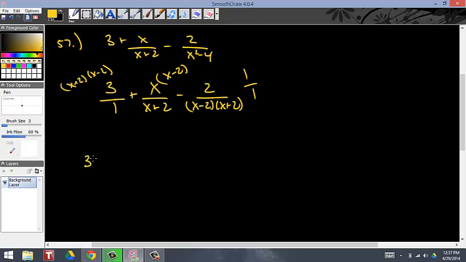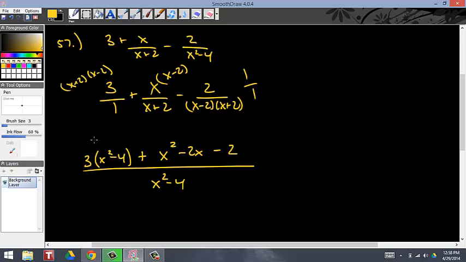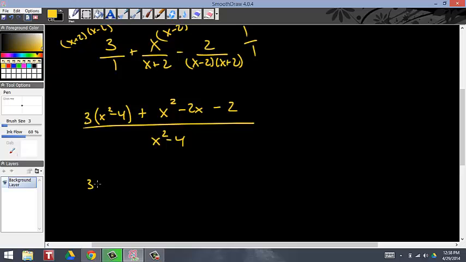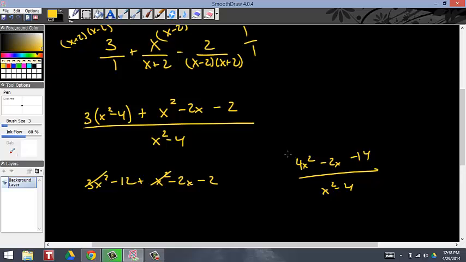So we've got 3 times, let's see here, what number is it? Okay, so 3 times x squared minus 4. I just refoiled it back to 3 times x squared minus 4, plus x times x minus 2, minus 2, all over x squared minus 4. The top becomes 3x squared minus 12 plus x squared minus 2x minus 2. So these two are going to combine. They're going to become 4x squared minus 2x minus 14 all over x squared minus 4.